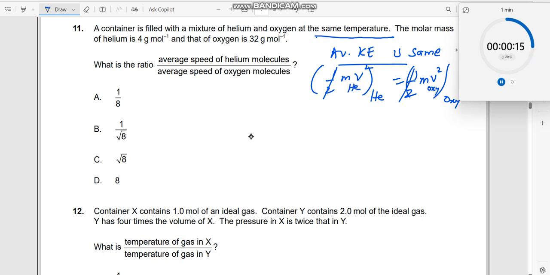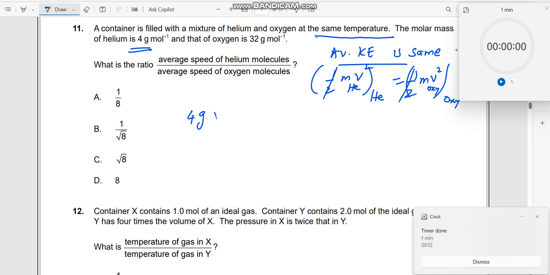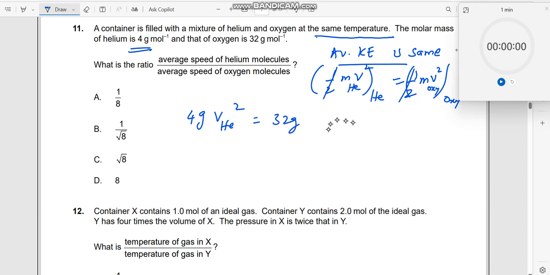Okay, so now what is it to say? The mass of 1 mole. Let us take, because we have to consider some standardization, 1 mole over here. So 1 mole will weigh 4 grams. It's already given, molar mass is 4 grams. So 4 grams of helium times V helium square is equal to the mass of 1 mole of oxygen, 32 grams, multiplied by V oxygen square.